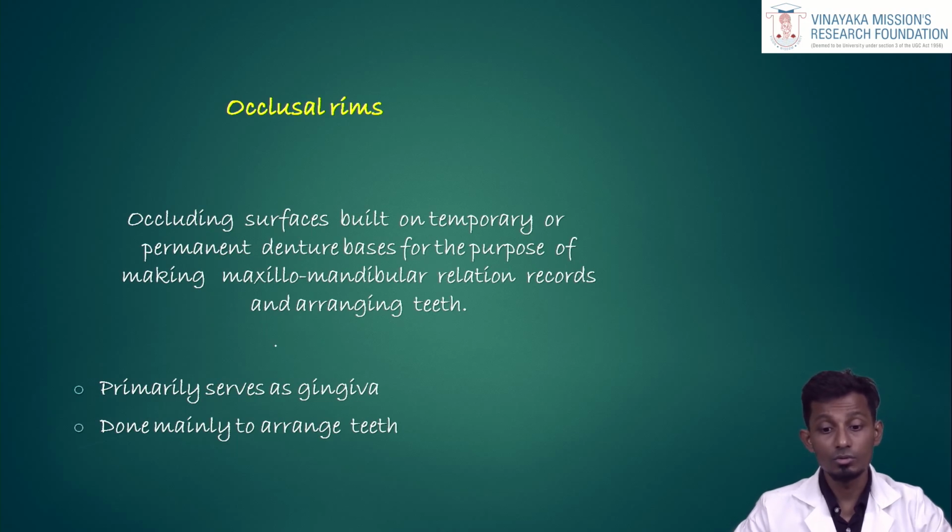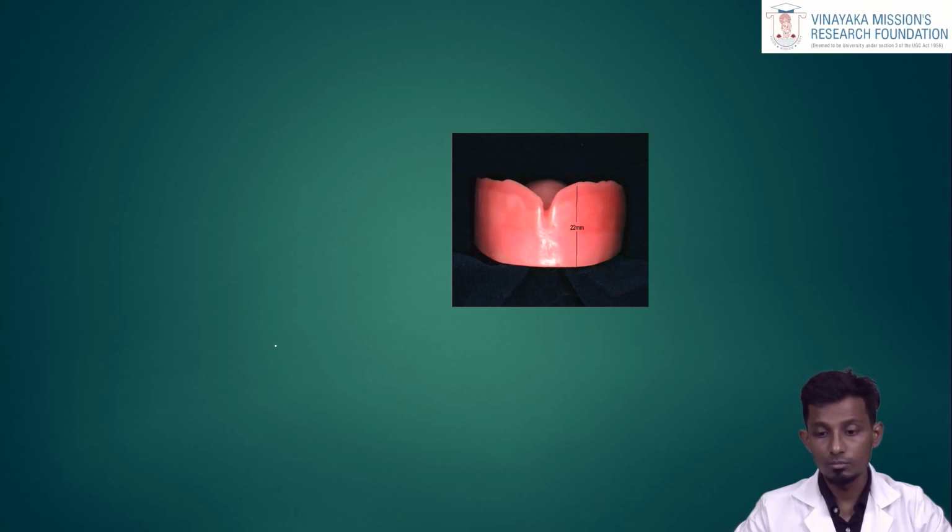These occlusal rims are occluding surfaces built on temporary or permanent denture bases for the purpose of making maxillomandibular relation records and arranging the teeth. Primarily serves as the gingiva, and it is done mainly to arrange the teeth. Here is a pictorial representation of an occlusal rim.